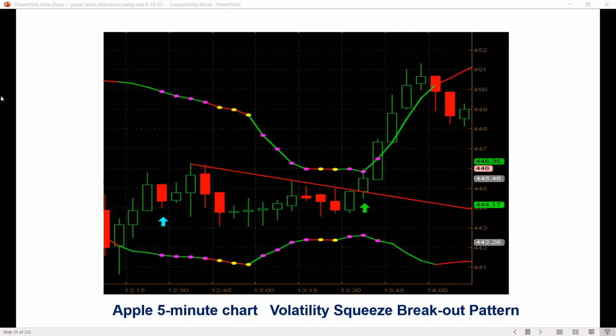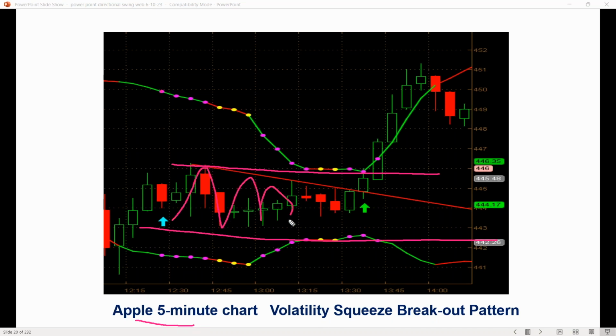So this is basically what the pattern looks like. With the trading tools that I've developed, it'll identify the start of a squeeze with these dots. You can see the dots on this Apple 5-minute chart, just to illustrate the squeeze. You can see how it's a tight pattern. The price is just going up, going down, just churning.